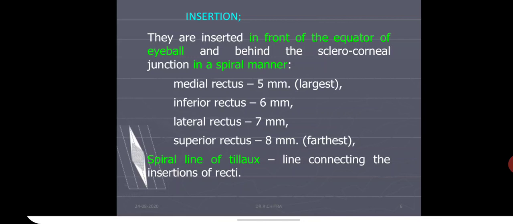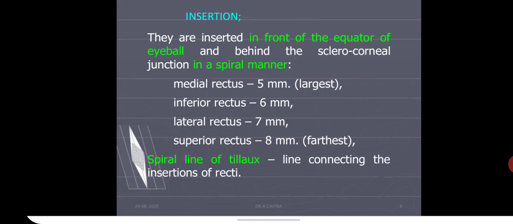Medial rectus is 5 millimeter and it is the largest muscle. Inferior rectus is 6 millimeter, lateral rectus 7 millimeter, and superior rectus 8 millimeter. This millimeter indicates the distance from the sclerocorneal junction, so the superior rectus is the farthest. If you connect all these insertions of the recti, you get a spiral line, like a Tilak. So that is the origin and insertion of the recti muscles.